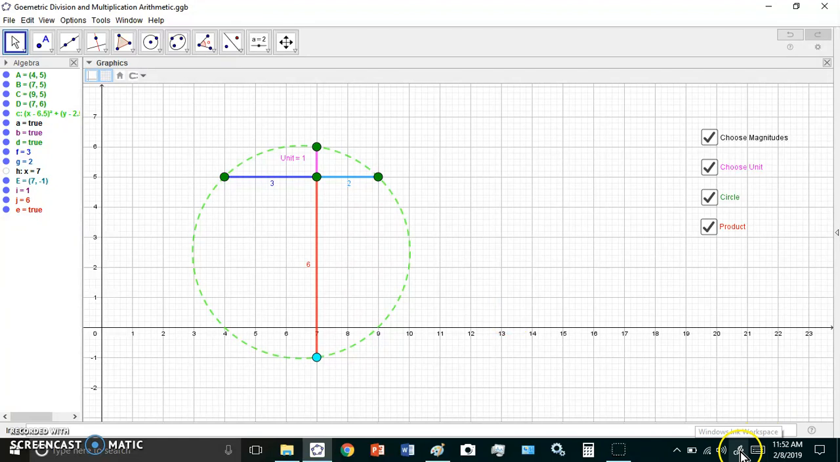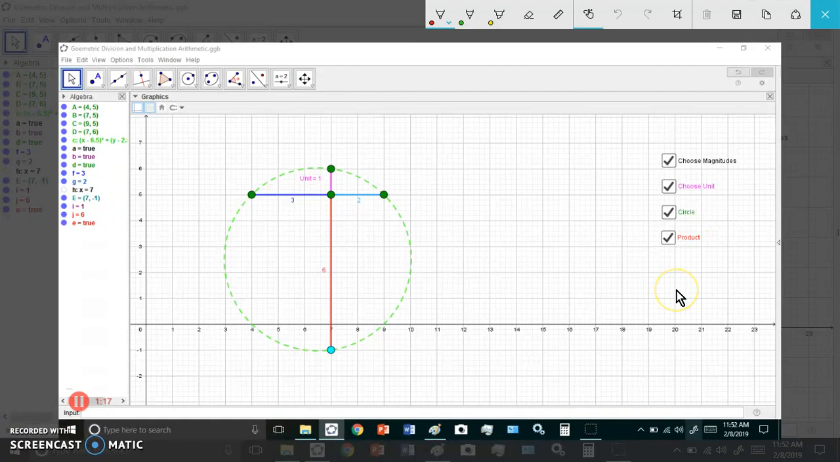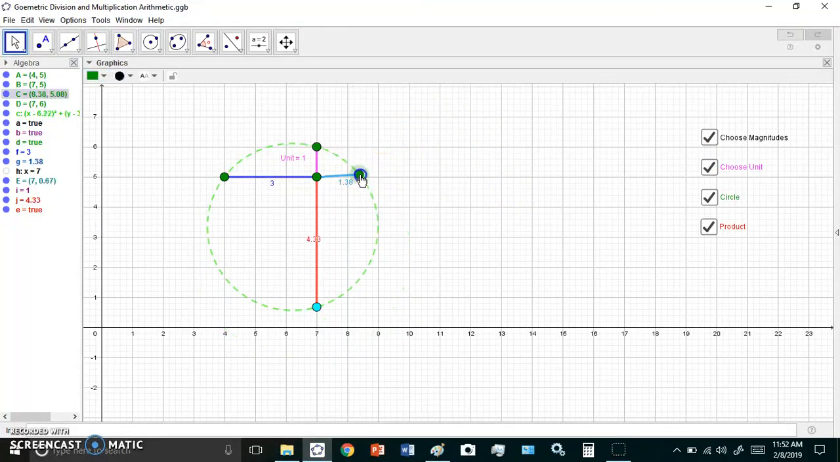For example, let's just see an example. So what it's saying is that 6 divided by 2 is equal to 3, which is this line segment here. And also 6 divided by 3 is equal to 2, which is this line segment here. Okay, now let's take away one of the line segments. Let's make that a 0.